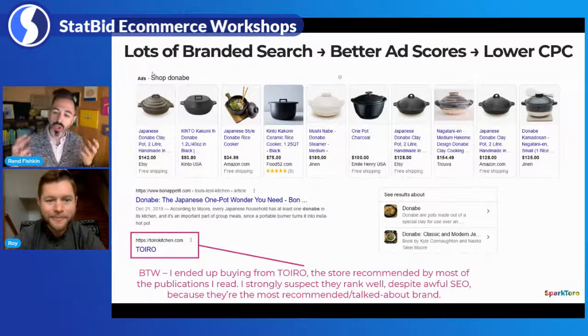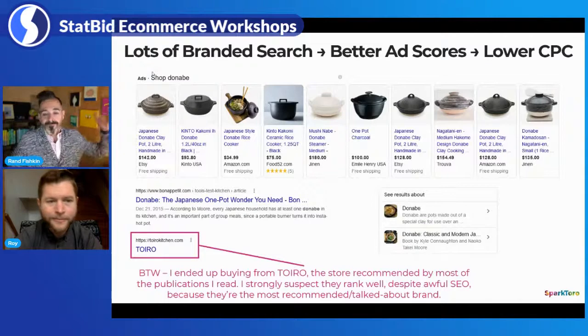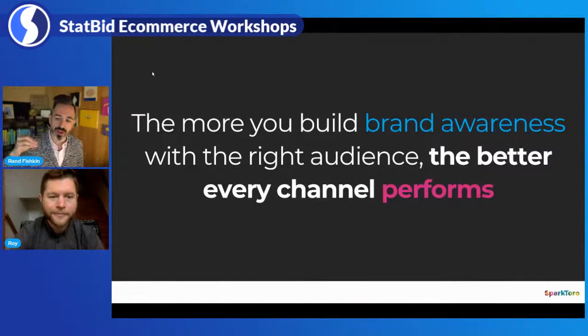Why? Because all the sources of influence in the Japanese cooking world online, in the US at least, talk about Toiro's Kamado-san donabe. In fact, the woman who runs this website is often credited as the person who brought the culture of donabe cooking, rice cooking, to the United States. I would take that over all the ad positions in the world. Essentially, the more you build brand awareness with the right audience, the better every channel performs.